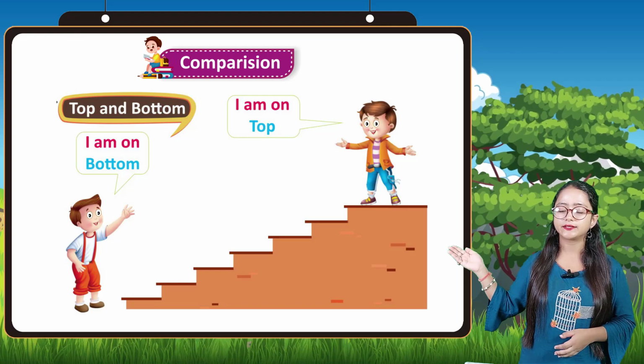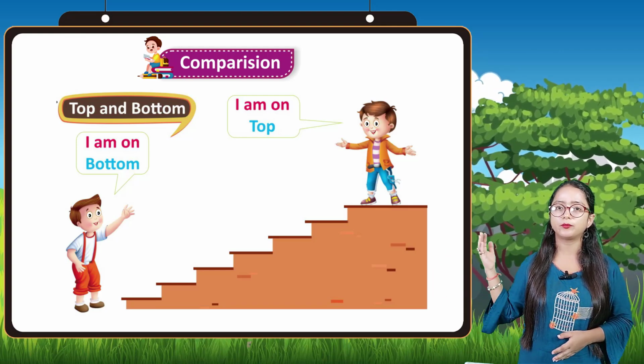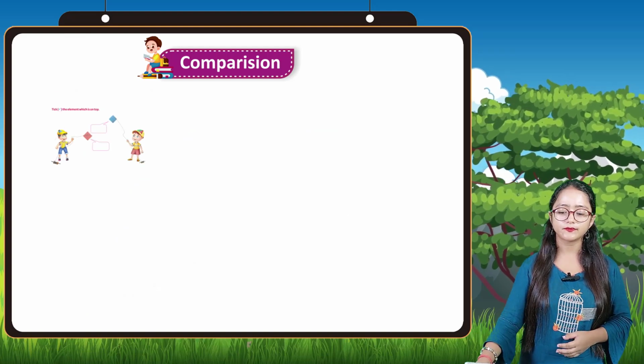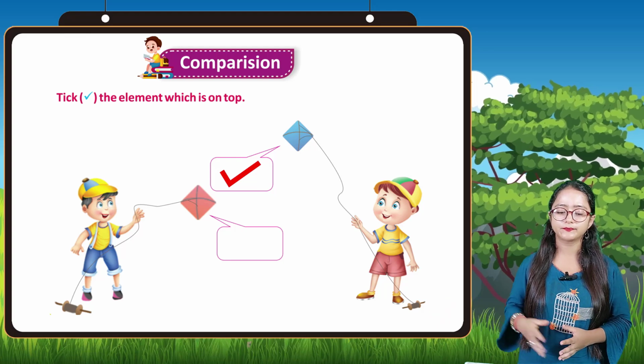Now next is comparison, top and bottom. Here the child is saying, I am on top. And the another one is saying, I am on bottom. As you can see, the top one and the bottom one.